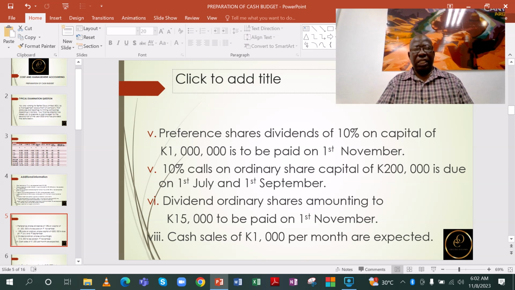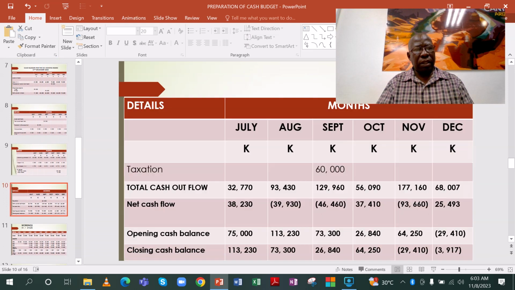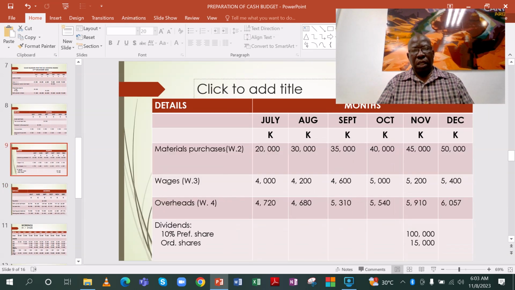Then the other side is dividend on ordinary shares is 15,000 to be paid also in November. So dividends will be paid for preference shareholders and also for ordinary shareholders. So the 10% of 1 million, which is 100,000, and the 15,000 as indicated here will all be paid in November. So go and slot in these dividend payments. We have dividends, 10% preference shares, 100,000 in November, and ordinary shares, 15,000. That's what we have as payments.